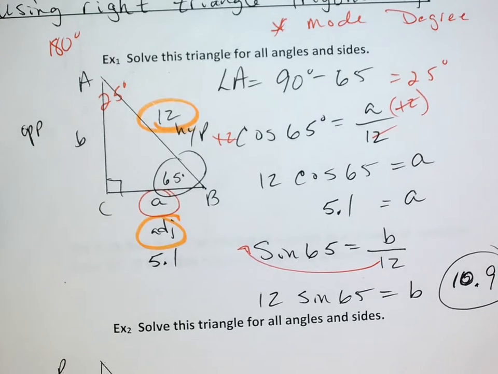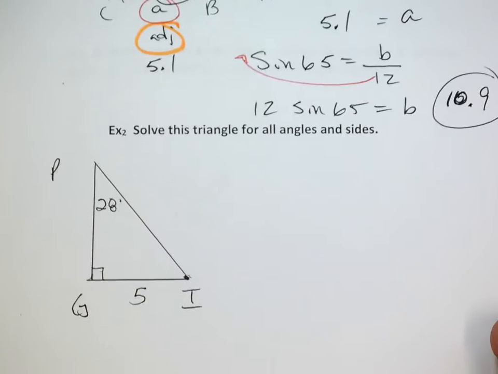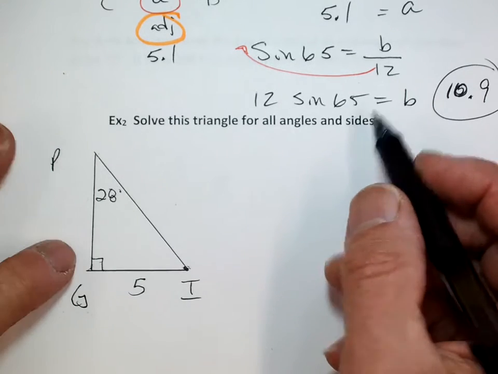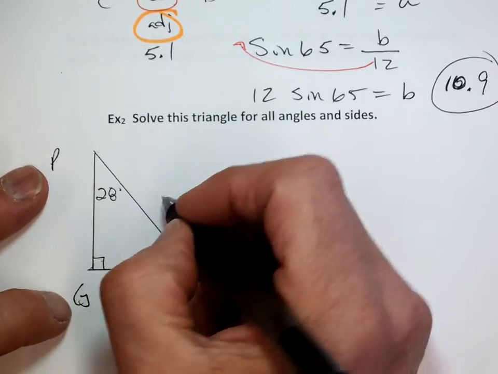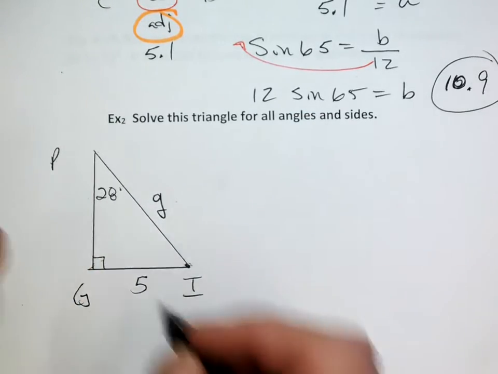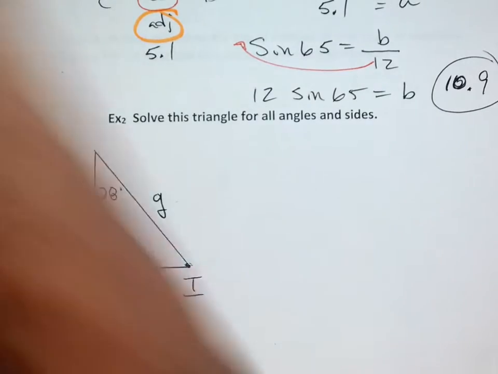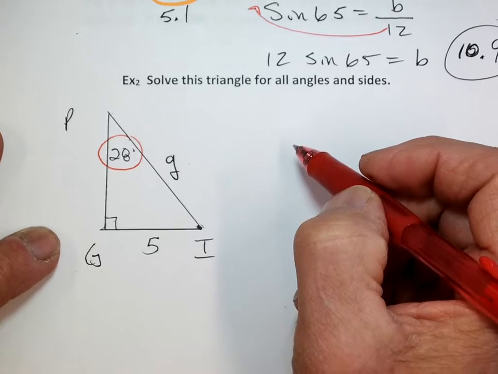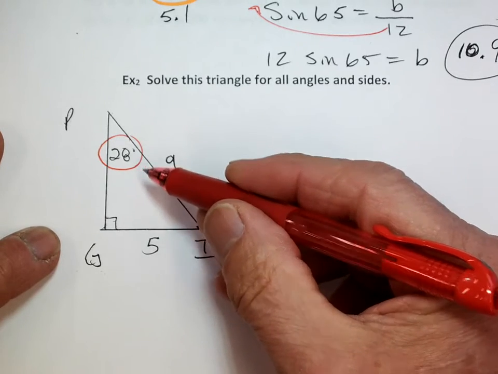Now, example 2. I'm only going to do one thing. I want to show you what happens when you have to divide. I'm not going to solve the whole thing, to save time. Let's just find this side, little g. I have to pick an angle to work with, angle P, and then I can label the sides.